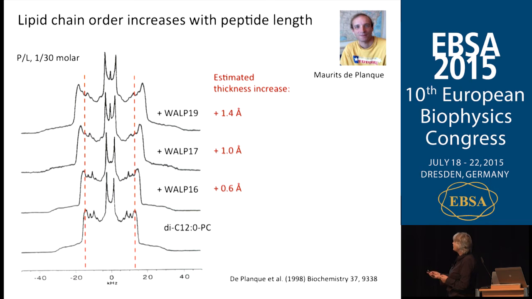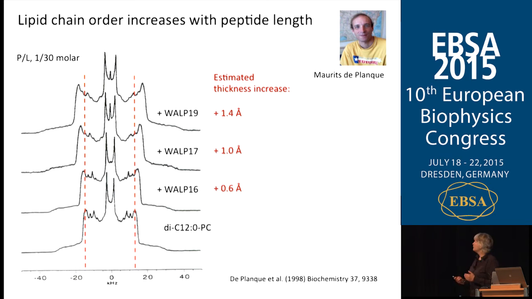A short peptide stretches only a little bit. If you increase the length of the peptide, the lipids stretch a bit more. But what you can also see is that the difference in length between WALP16 and WALP19 is 3 amino acids. That would be 4.5 angstrom. And the difference here between 0.6 and 1.4 is much less than that. So there's only a little bit of stretching, but it's there and it's very systematic.